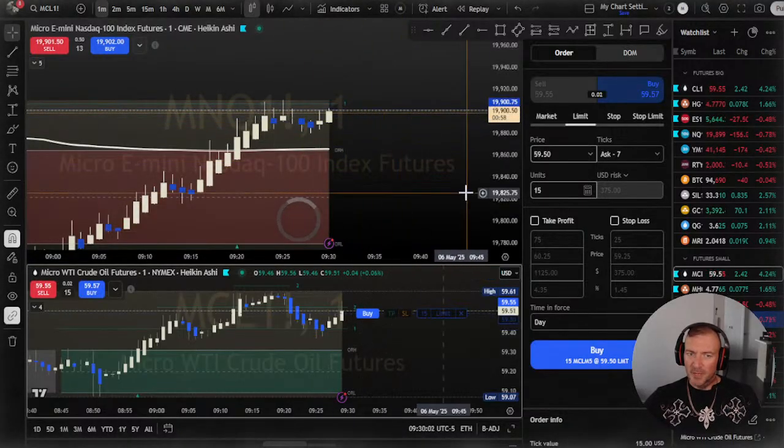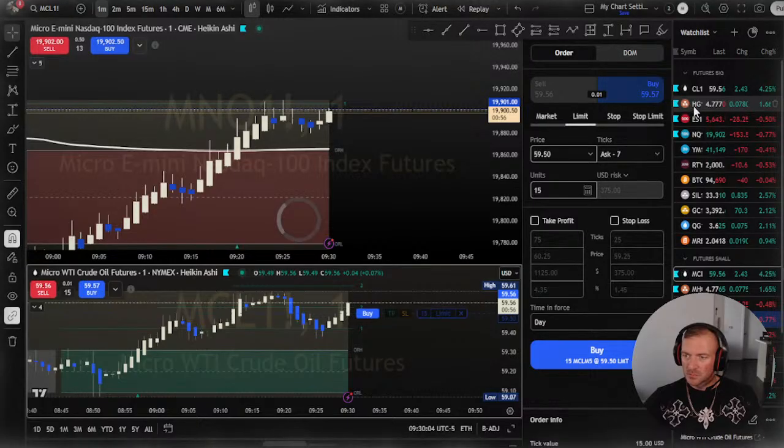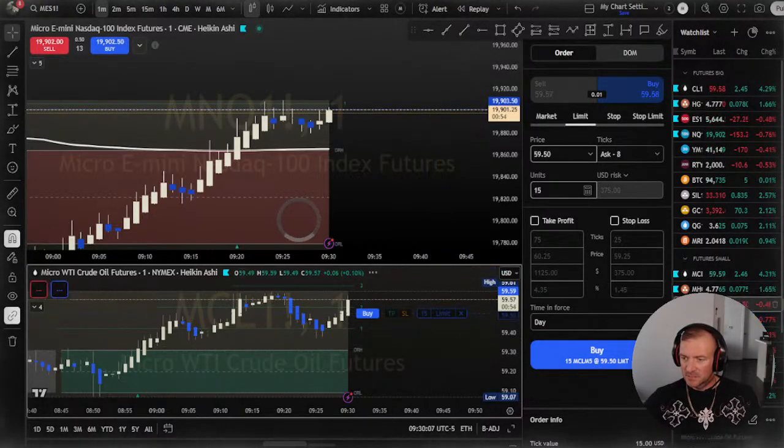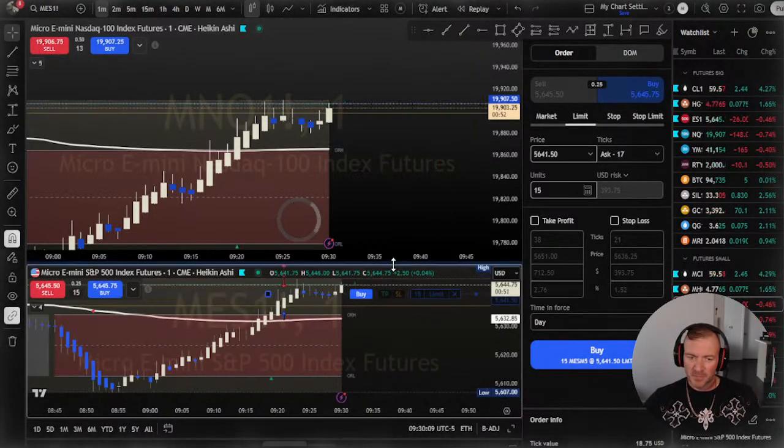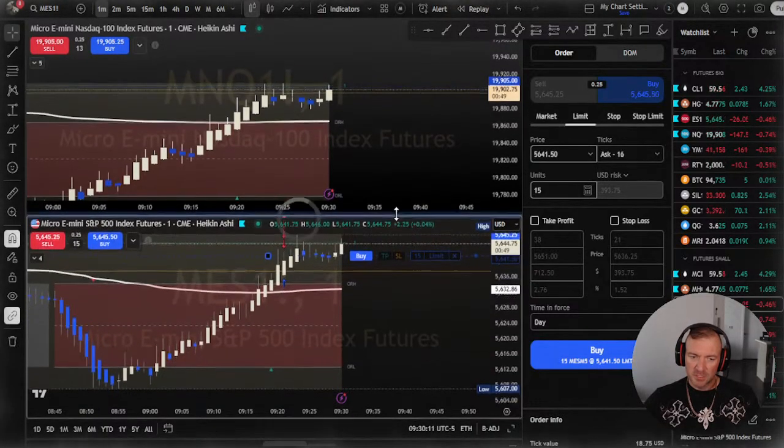Okay, it looks like NASDAQ going back up now. We had a little pullback. So what does that mean? Does that mean the same for S&P? Most likely. Let's have a look. Yep, that would be a good one to get in.